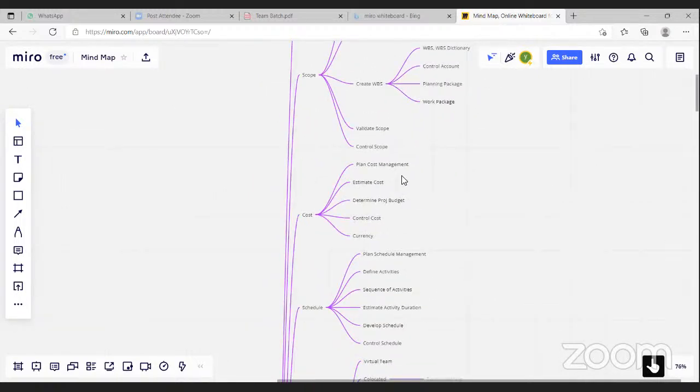And the cost management plan. In the cost management plan, we first plan the cost management. We estimate the cost for all the activities, and then we determine the budget, and we control the cost.